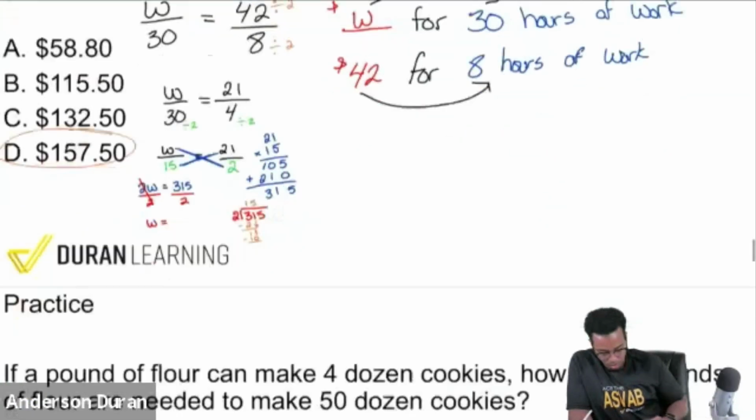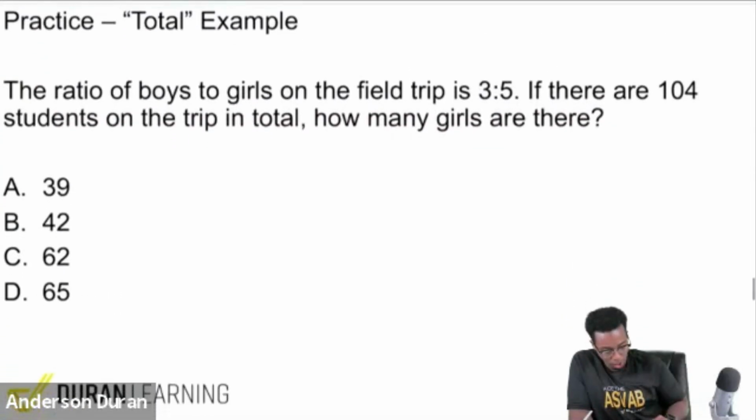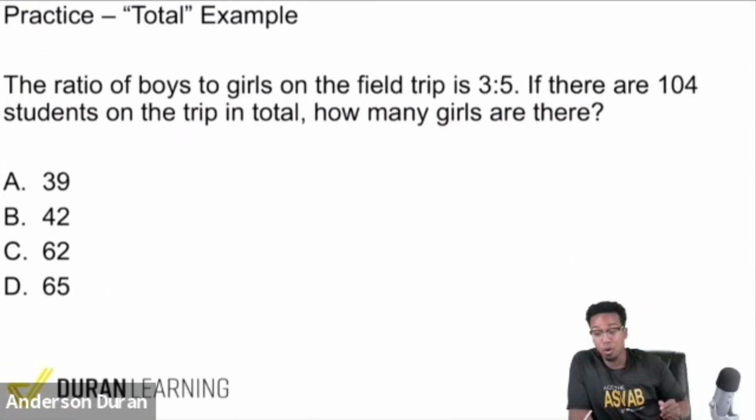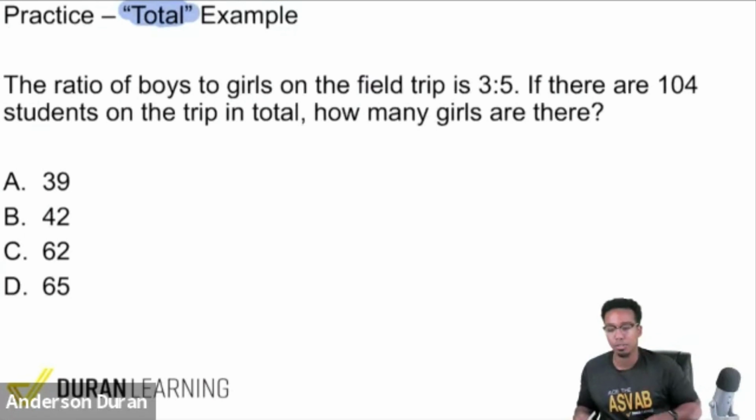I'm going to skip over to this next one over here. I would love to go over this one here. So go ahead. I'm going to give you actually 2.5 minutes here. And I'm going to give you a warning right now. This problem right here is about total, okay? Let me make sure you guys understand this completely here. This is a total problem.